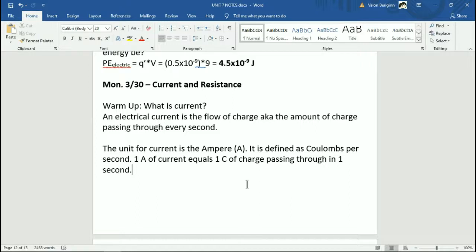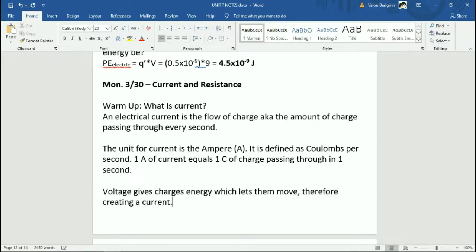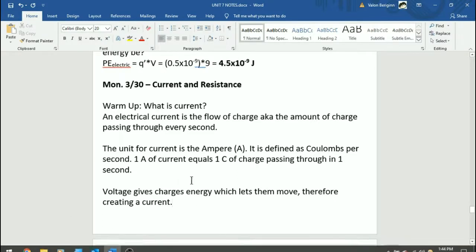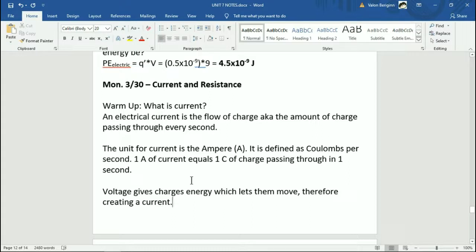So let me write that in there. Voltage gives charges energy, which lets them move, therefore creating a current. Okay, so voltage creates currents, it sustains currents. You can think of it as an energy. I mean, that basically is what it is, right? Voltage is just energy, but it's per charge. So it's a way of talking about energy without dealing with the individual charges. So you have that sense there, but of course the current has to travel through something.